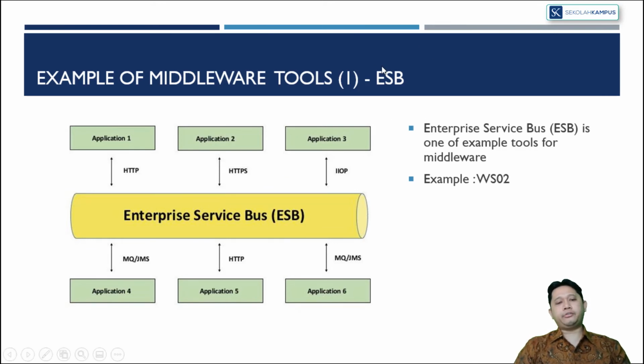Okay, we continue with examples of middleware tools. For the first, we have the ESB, or Enterprise Service Bus. This can connect, for example, 6 applications that have different communication protocols. For example, here we have HTTP, HTTPS, and here MQ, message queuing, or maybe JMS. Okay, in the next video we can see an example of an ESB, WSO2. Maybe we can discuss it again in the next video.